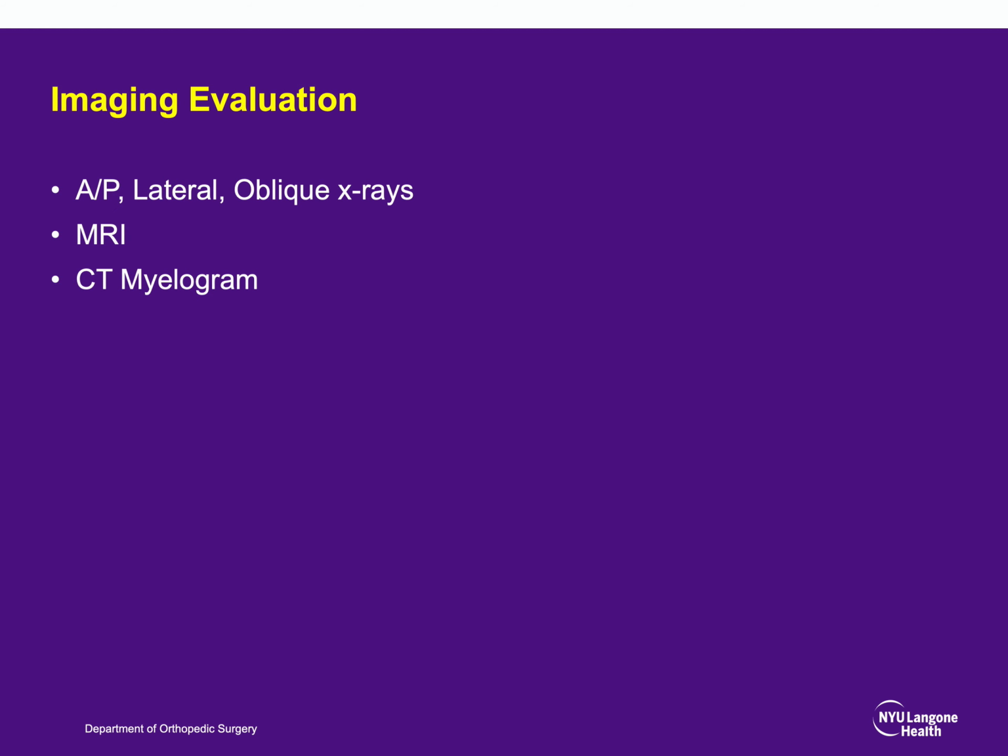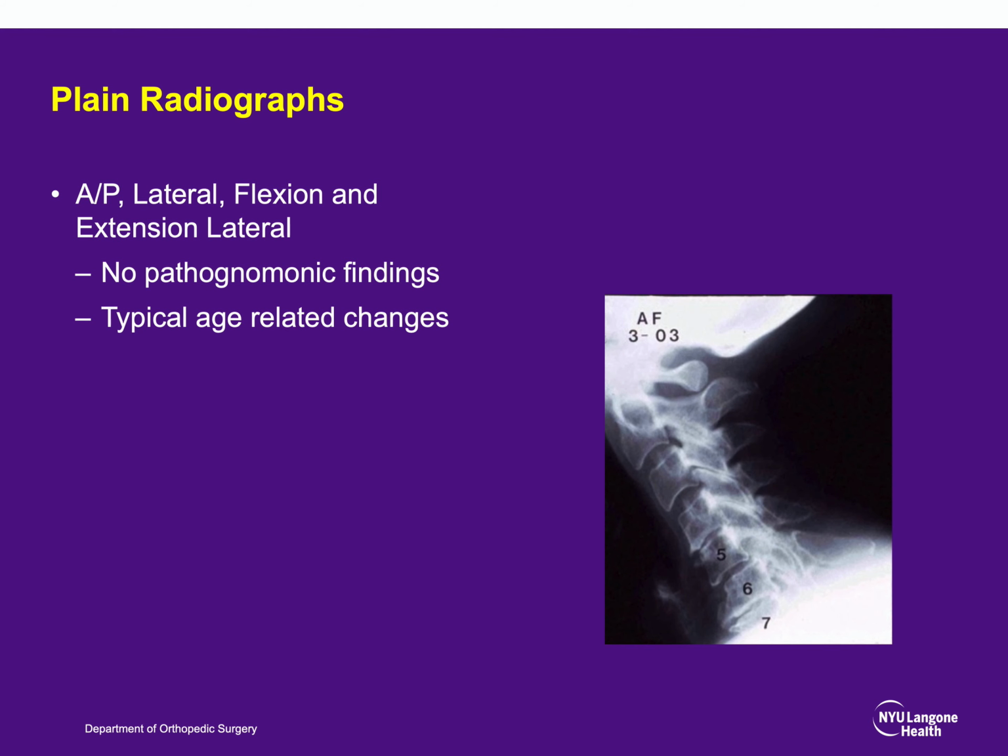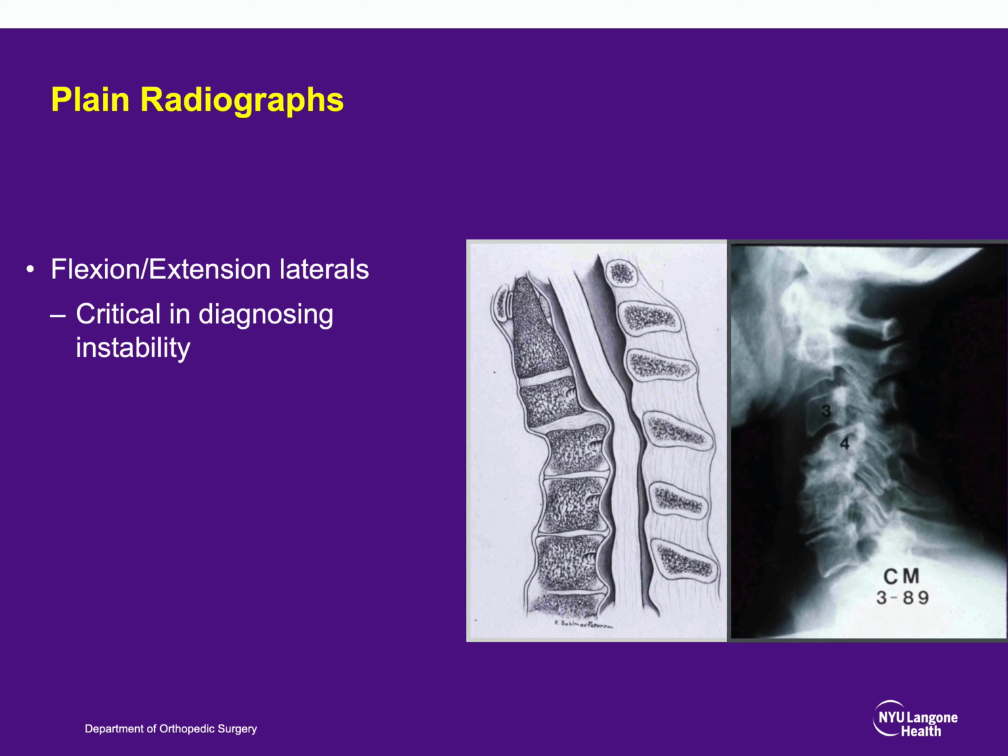Imaging and evaluation of cervical myelopathy includes plain X-rays, MRI studies, as well as other studies including CAT scan or CAT scan with myelogram. Plain X-rays, again, you want to look for the presence of any spondylotic changes. You want to look for instabilities on flexion extension X-rays.